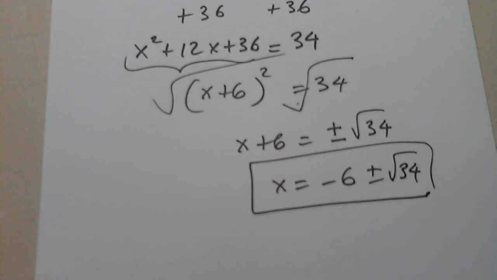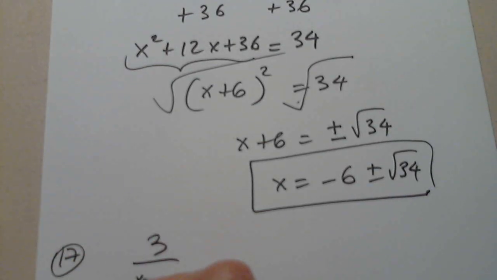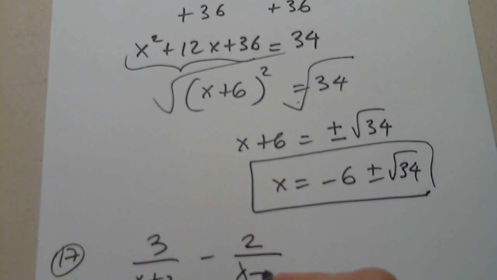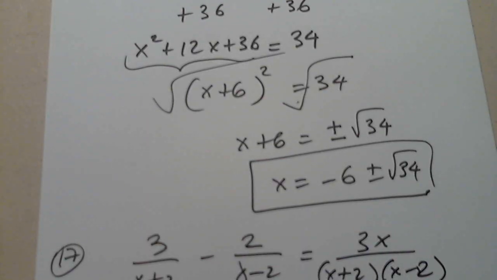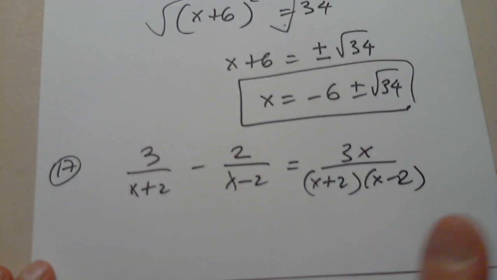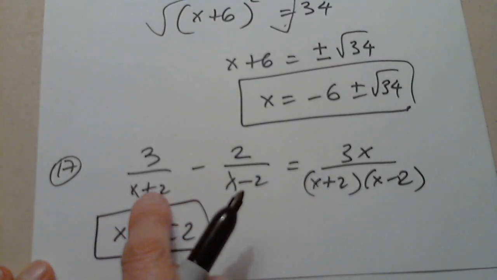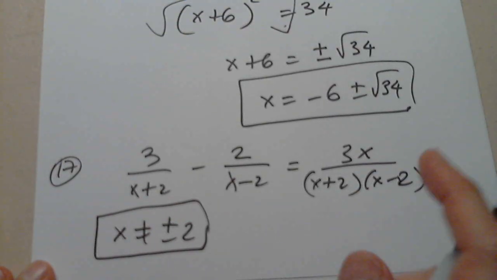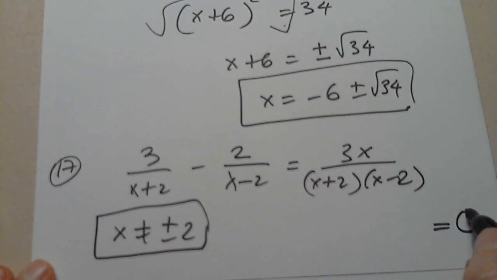17. Good. So in 17, we have 3 over x plus 2 minus 2 over x minus 2 equals 3x over, and you allow me to factor x plus 2, x minus 2, because I have to do that anyway. Good. So first, again, if you watch my videos, you'll learn this very well. X cannot be plus or minus 2. It's extremely important to understand that, because the denominator cannot be 0. Then I will move this fraction to the other side and set the whole thing equal to 0.